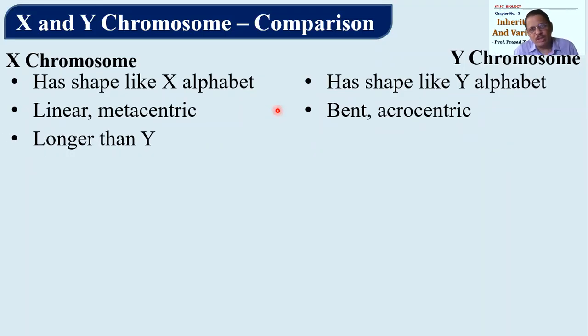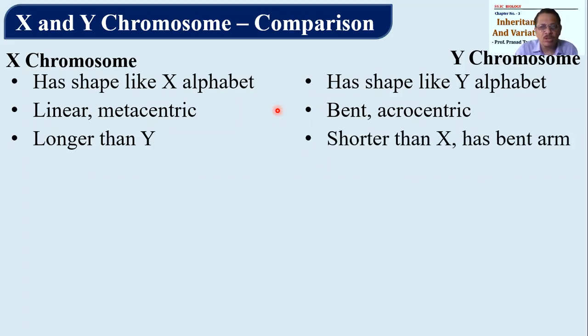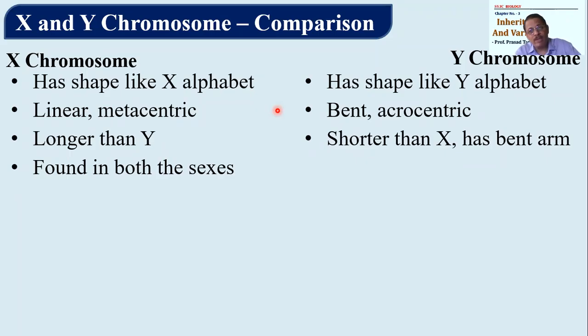X chromosome is longer than Y, whereas Y chromosome is shorter than X. Okay, taking into consideration the bent arm also. X chromosome is found in both sexes, males as well as females. In males, it is available in a single dose. In females, it is available in a double dose. Hope you have understood single dose, double dose. It is 1 in males and 2 in females.